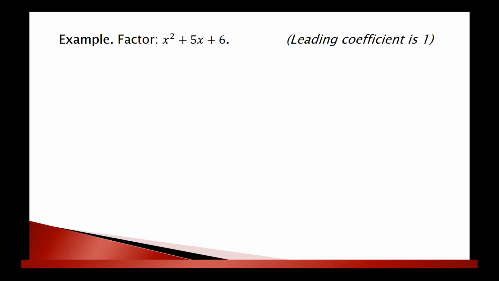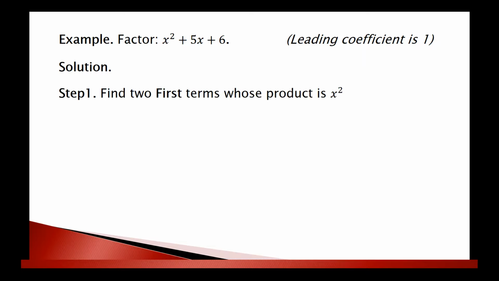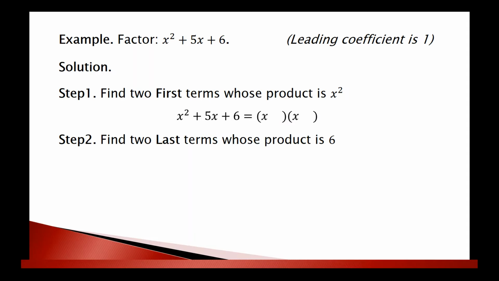Alright, so let's do an example. Let's factor the polynomial x squared plus 5x plus 6. Now we notice that the leading coefficient is 1. And by the way, the leading coefficient is the coefficient of the x squared term. So for our first step, we find two first terms whose product is x squared, so it should be x and x. And for the second step, we need to find two last terms whose product is 6.